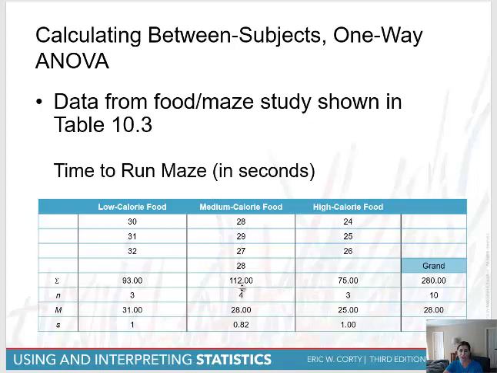So I want to call your attention just quickly to a couple of things. In the last video, we talked about between group differences and within group differences. The between group difference here is illustrated by the differences in the means. All right, 31 versus 28 versus 25. That's the between group difference.